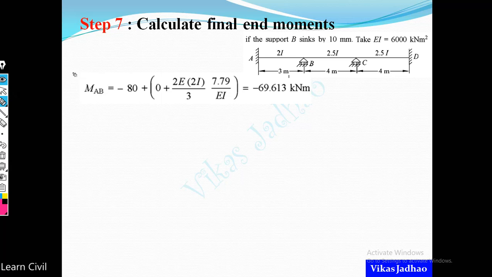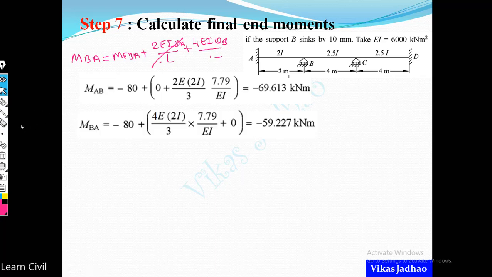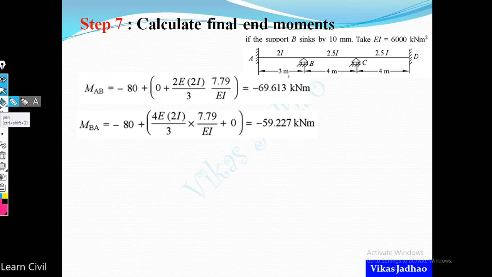Similarly, MBA, with MFBA the fixed end moment BA, will be equal to MFBA plus twice EI theta A divided by L plus 4EI theta B divided by L. This term will be 0 because A is a fixed support. So our equation will be something like this, and we get the value of final end moment MBA equal to minus 59.227 kilonewton meter. Next we have to calculate the final end moment MBC.